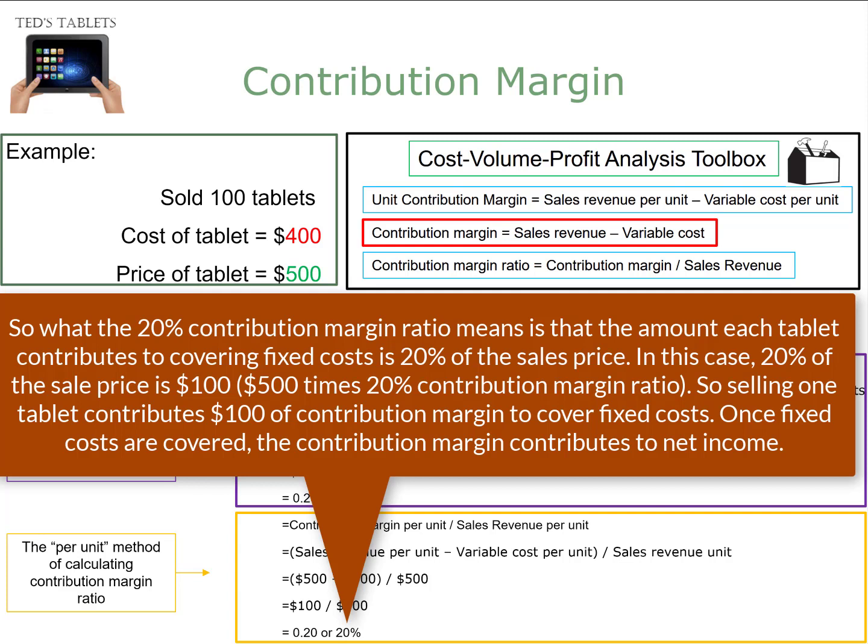So what the 20% contribution margin ratio means is that the amount each tablet contributes to covering fixed costs is 20% of the sales price. In this case, 20% of the sales price is $100. I got that by multiplying $500 sales price times 20% contribution margin ratio. So selling one tablet contributes $100 of contribution margin to cover fixed costs. Once fixed costs are covered, the contribution margin contributes to net income.